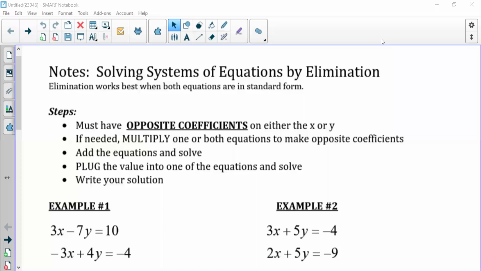All right, so today we are working on a new process called solving systems of equations by elimination. Yesterday we did substitution. Before that, we've done graphing. We've now got our third method, which is called elimination.